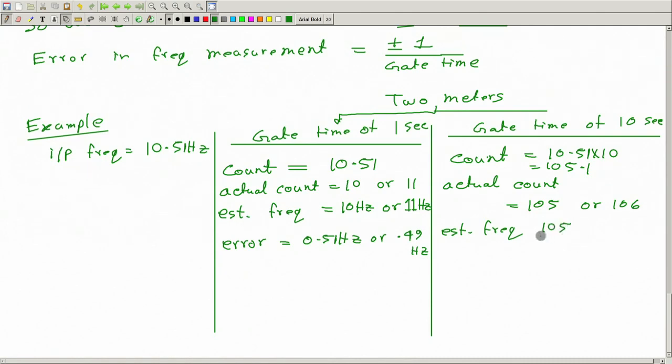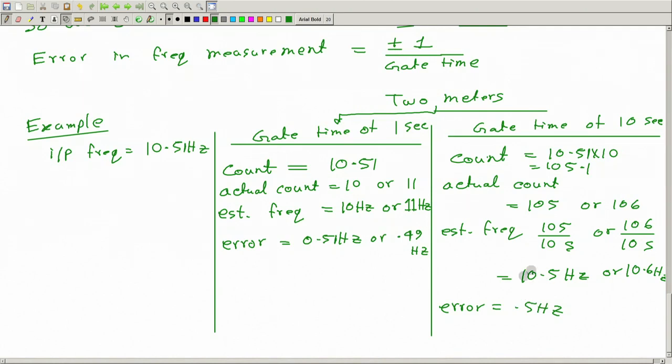So the frequency estimated will be 105 divided by 10 seconds, because now the counting time is 10 seconds, or 106 divided by 10 seconds. So this comes out to be 10.5 hertz or 10.6 hertz. So the error will be 0 or 0.1 hertz. True frequency is 10.5, here it is 10.6. So here you see the maximum error is 0.1 hertz. Here the maximum error is 0.5 hertz. So in general, this is less accurate and this is more accurate.